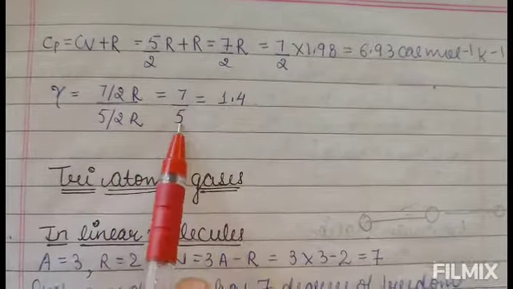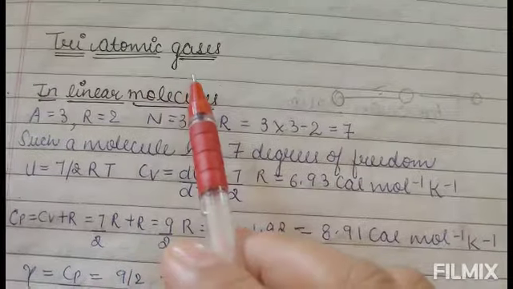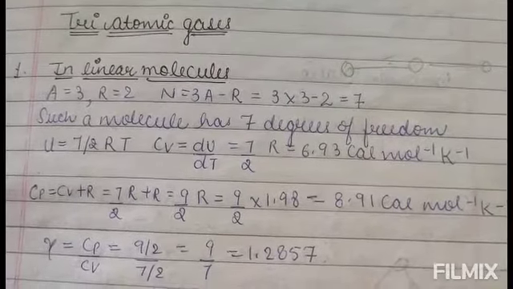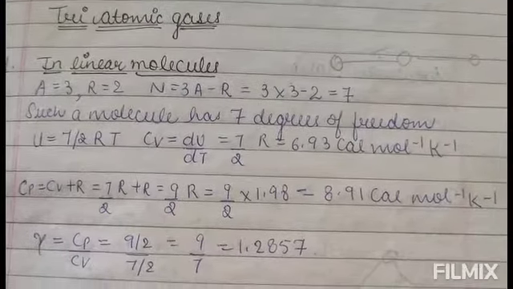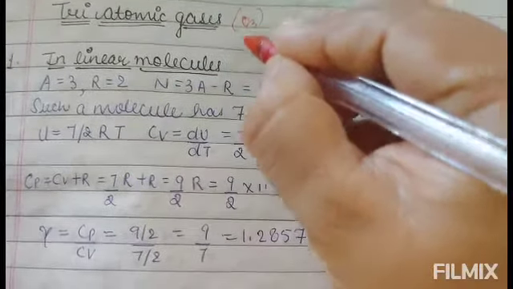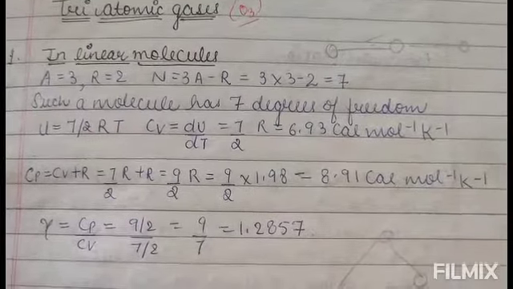So this value will be 7 upon 5, equal to 1.4. Triatomic gases. We'll see the degrees of freedom for the triatomic gases and the energy associated with the triatomic gases, like O3. Here, two types of arrangement are there.